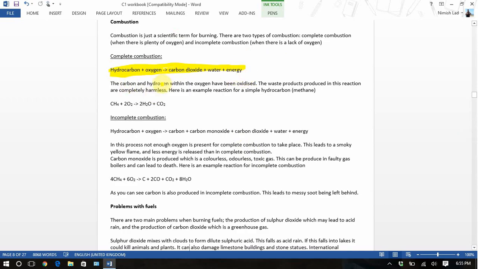So the carbon and the hydrogen within the hydrocarbon have been oxidized. So both of those have been oxidized because the carbon becomes carbon dioxide and the hydrogen becomes water. The waste products in this reaction are completely harmless. Water, carbon dioxide, harmless. Here is an example reaction for a hydrocarbon, methane, and it's balanced.